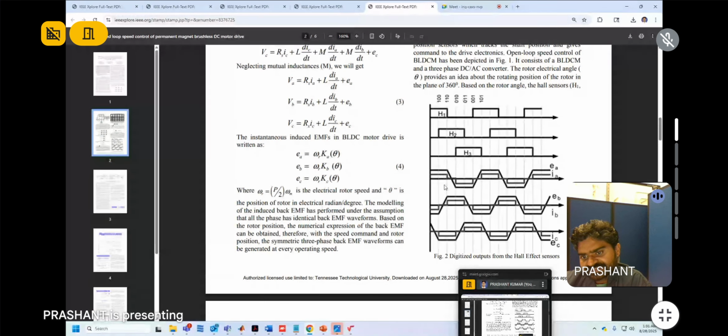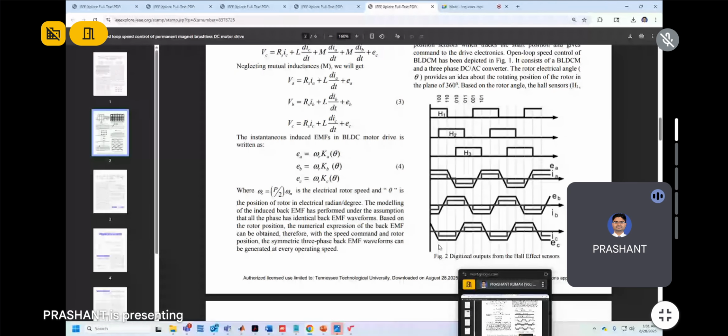Here we can see that in any sector, from left to right, only two phases are conducting. Suppose I am explaining sector 1, from the bold to the first dotted line. Here we can see IA is there, IB is there, forget about whether it is positive or negative, but IC is 0 here. So only two phases are conducting at a particular time.